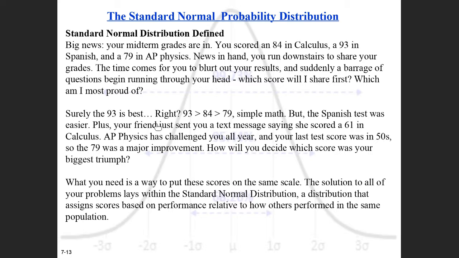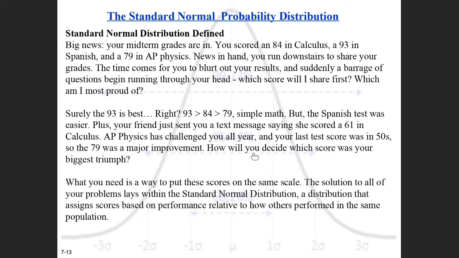head. Which score will I share first? Which am I most proud of? Surely the 93 is best, right? Because 93 is greater than 84, greater than a 79. That's simple math. But the Spanish test was easier. Plus, your friend just sent you a text message saying she scored a 61 in calculus.